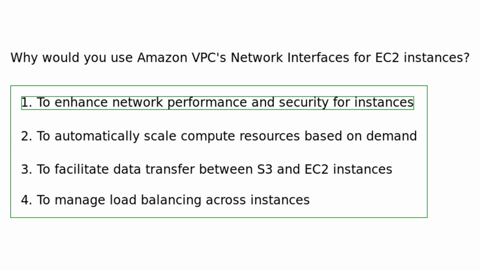Using Amazon VPC's network interfaces allows for enhanced network performance and security for EC2 instances by providing the ability to attach multiple network interfaces to an instance, enabling advanced networking configurations and capabilities for different network traffic streams.